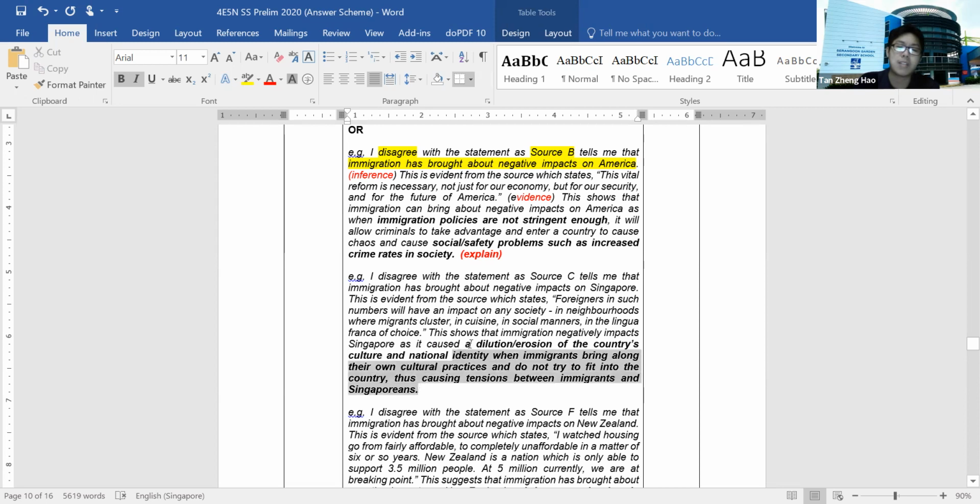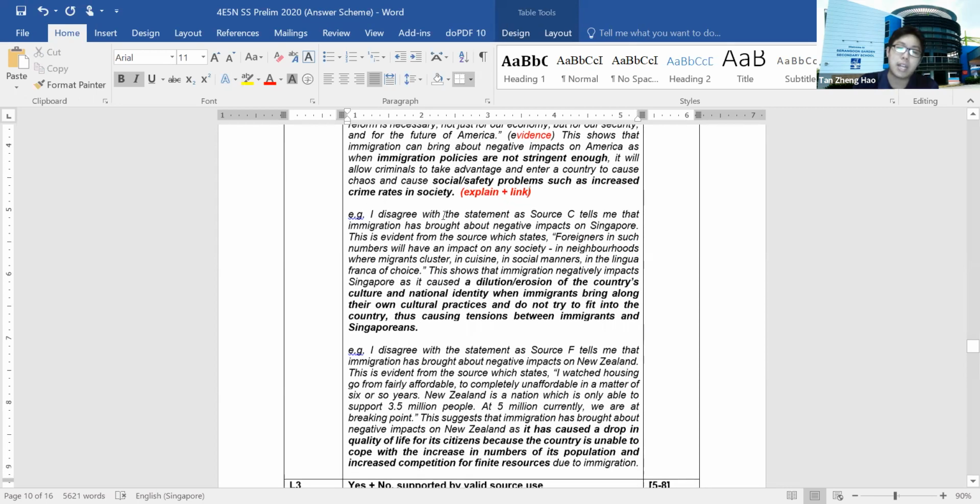So you see a lot of this part: the link, the explanation and the link. I must use my own words and bring my own contextual knowledge if I need to. Again, there are other sources that disagree. I won't go through them. Feel free to pause and read if you want to.